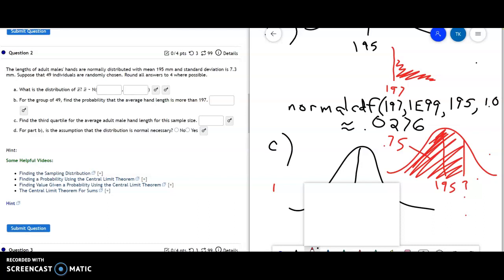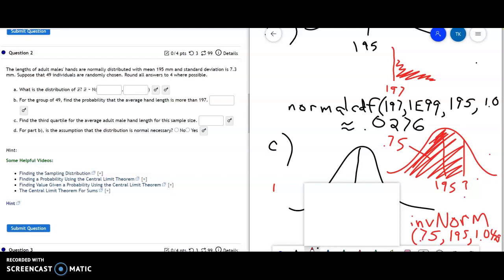So when you want to find a data value given a probability, like in this problem, you're going to be using something called the inverse norm. The inverse norm, you have to tell it 3 values: area to the left of the guy that you're looking for, and then mu and sigma. So the area to the left of the guy that we're looking for is 0.75. That's what my picture shows. My mu is 195 as given, and my standard deviation is that 1.0429.